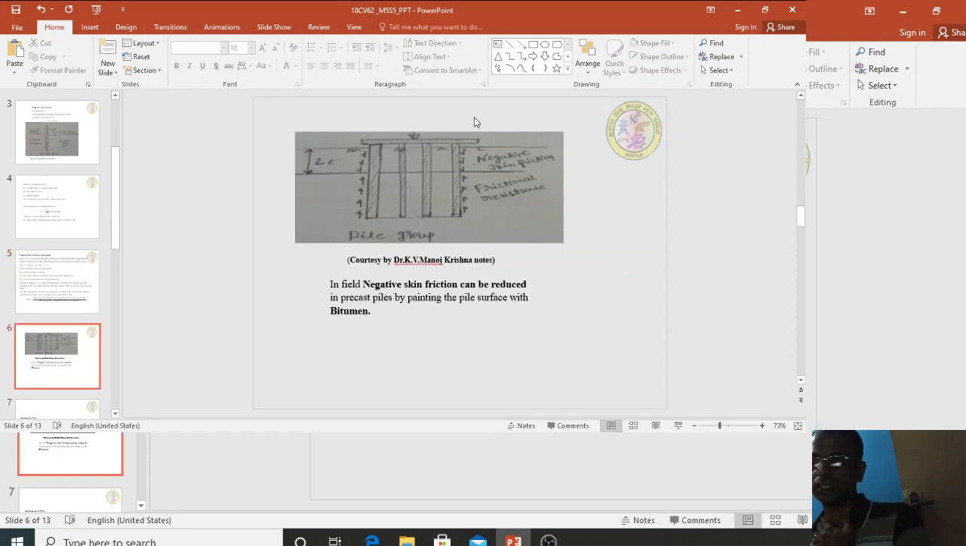See here, this is the group of negative skin friction frictional resistance. In the field, negative skin friction can be reduced in the precast pile by coating its surface with bitumen, so that instead of negative it becomes a positive frictional force.